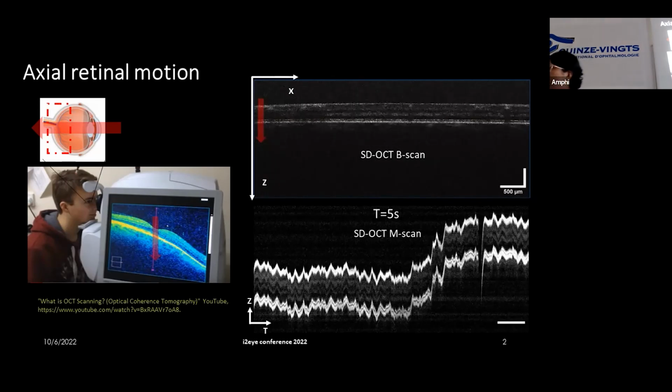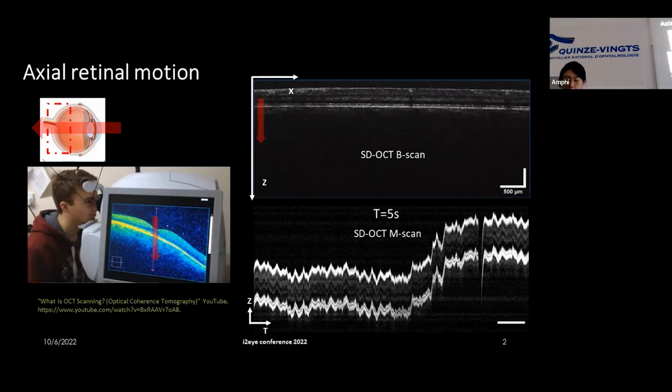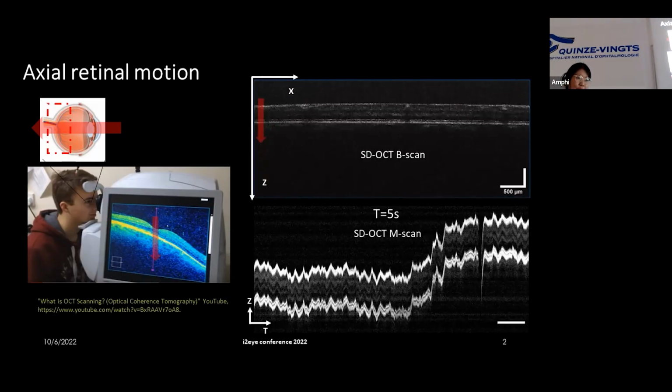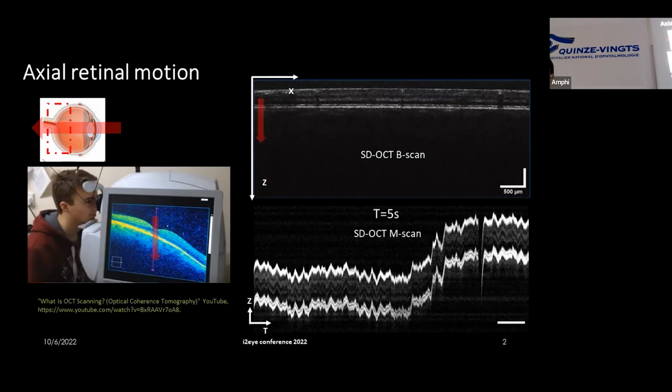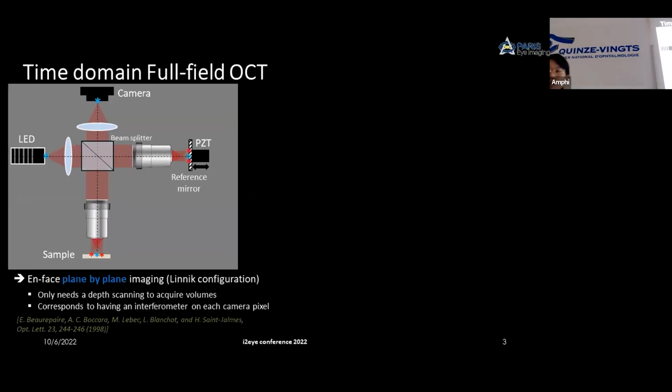And this behavior is quite a major problem for in vivo retina imaging by optical coherence tomography, such as the time domain full field OCT. So what is the time domain full field OCT? I believe from the previous talk, most of you are already aware of this technique.